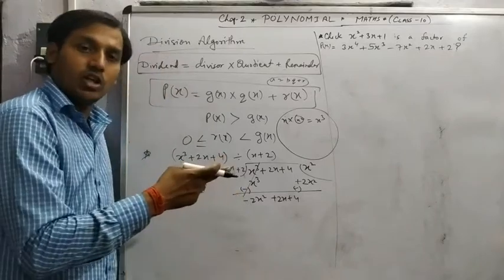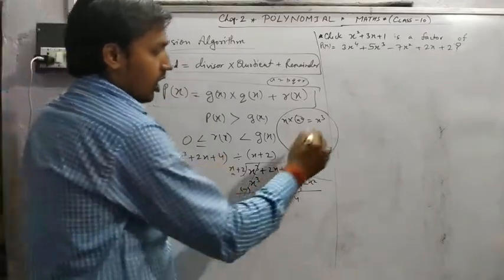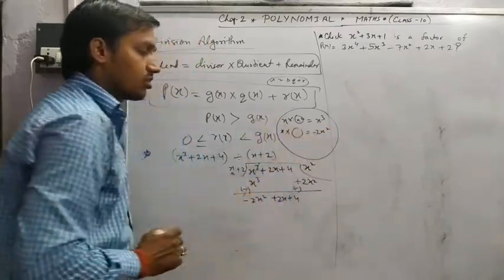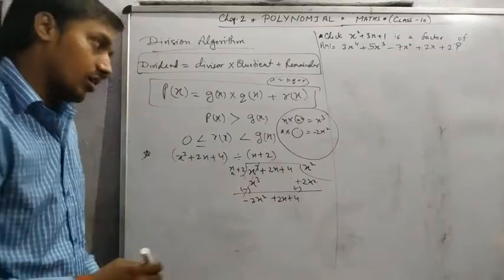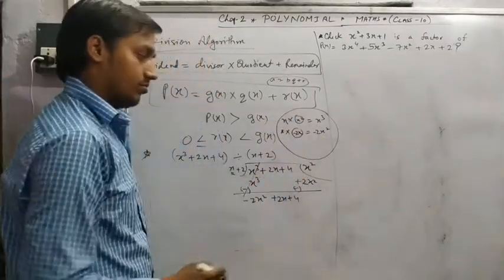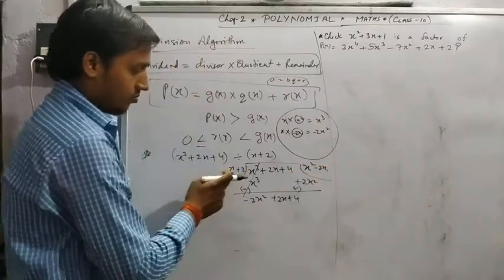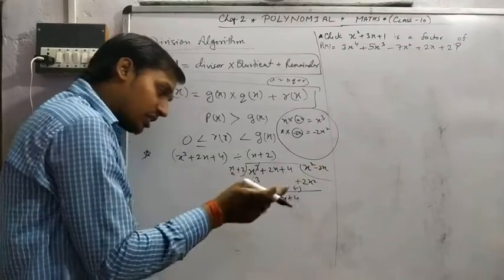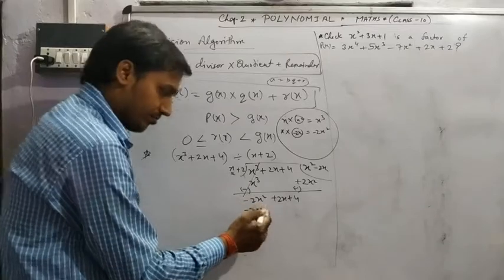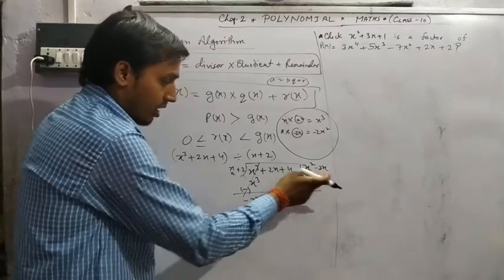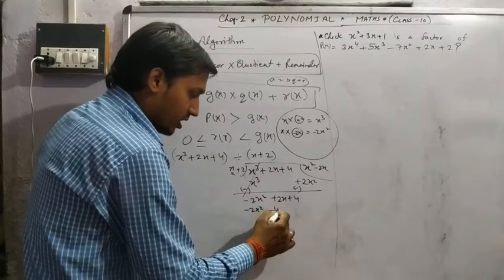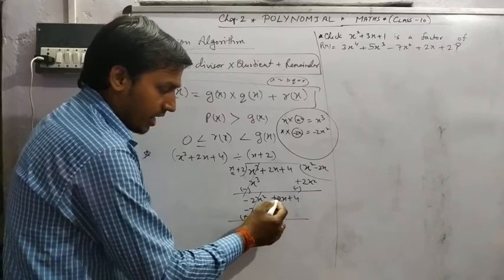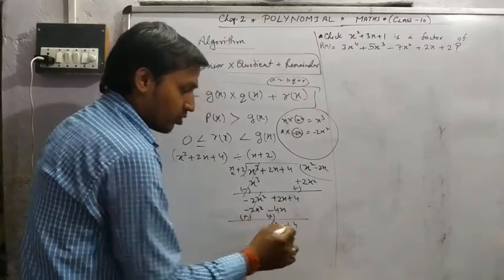Then 2x plus 4 and minus 2x square. We again write in descending order. Then what do we want? We want minus 2x square. So what should we multiply by x to get minus 2x square? Yes, minus 2x. Minus 2x into x is minus 2x square. We want same coefficient, same sign, same power. Minus 2x into plus 2 is minus 4x. Sign change, first cancel out. Plus 4x plus 2x is 6x plus 4.